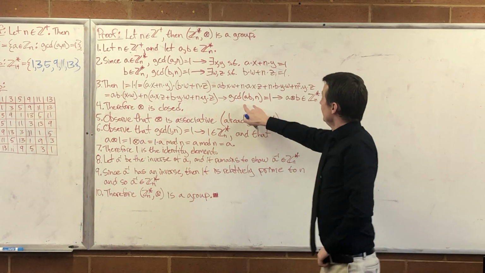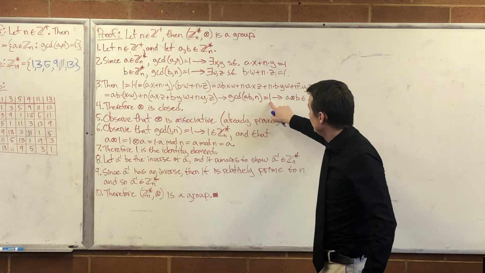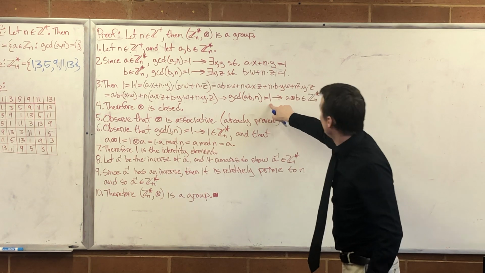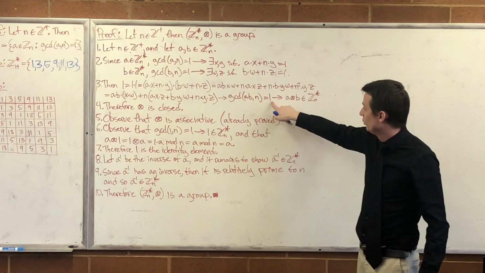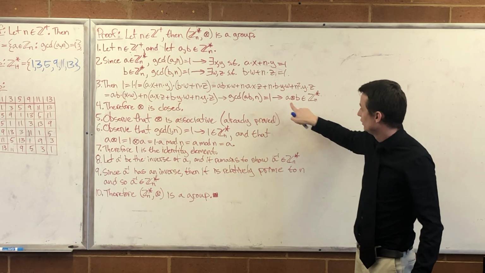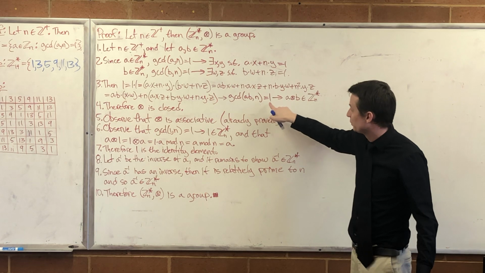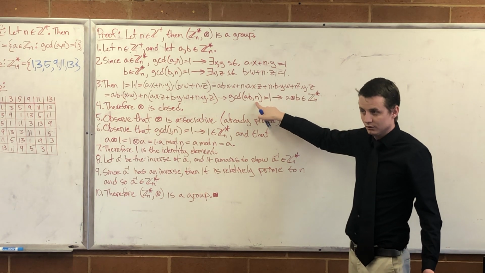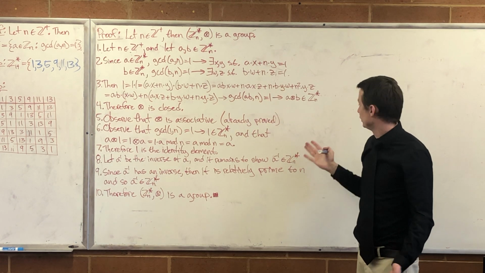So now, since the greatest common divisor of a times b and n is 1, then the greatest common divisor of a times b mod n and n is still just going to be 1. So a times b with modular arithmetic is still going to be relatively prime with respect to n. Does that make sense? Pretty straightforward?